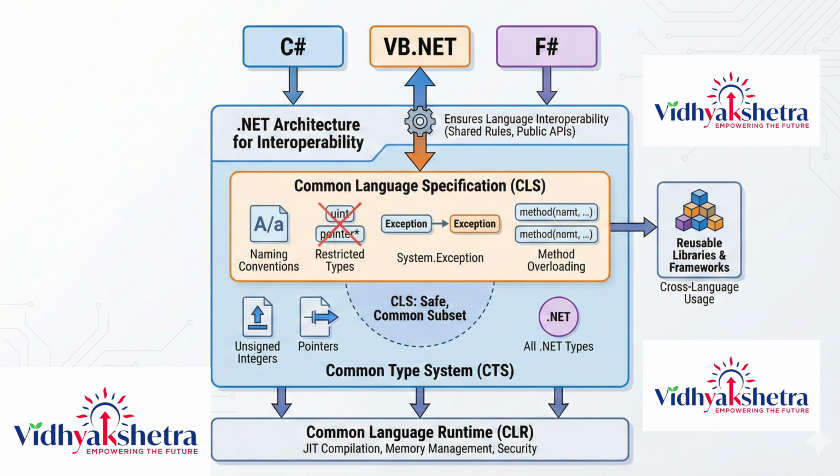The CLS does not define new types. Instead, it selects a subset of CTS-defined types and rules that are universally supported. This means CLS is not a replacement for CTS, but rather a compatibility layer built on top of it. CTS is broader, while CLS is stricter. One of the primary objectives of CLS is language interoperability. This means code written in one language should be easily used by code written in another language. To achieve this, CLS defines rules for naming, data types, visibility, inheritance, exceptions, and method signatures.